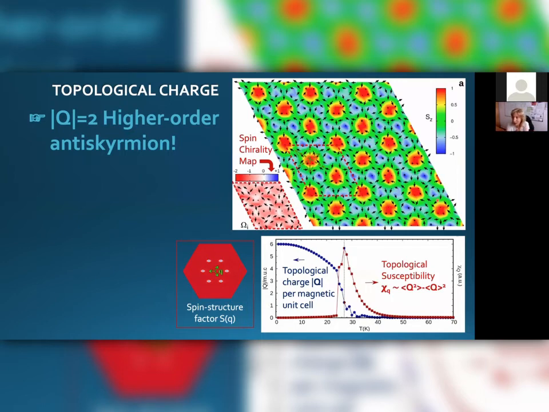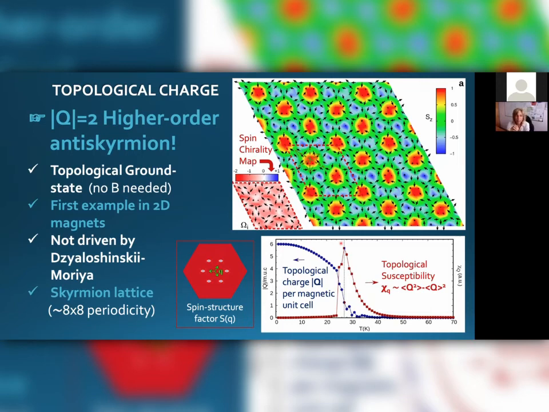We evaluated the topological charge in our system, and what we discovered is that this is indeed a skyrmion lattice. The topological charge is equal to 2 for each of the topological objects. We have 6 here because we have 3 topological objects in our unit cell. And we have a peak at around 20-30 Kelvin, so this is presumably the transition temperature.